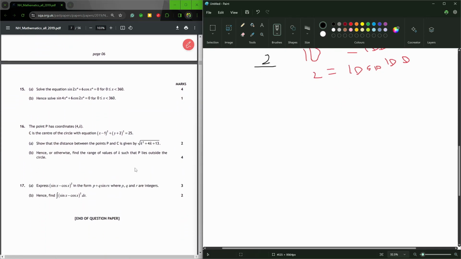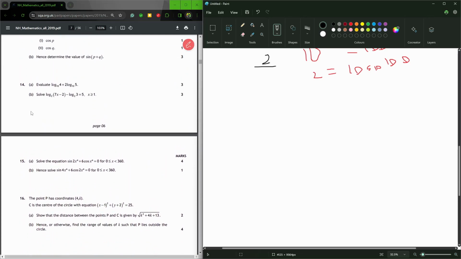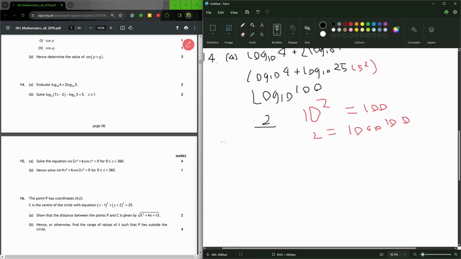Right, we're almost there, folks. I know it's taking a wee while, but I'm glad you stuck through it. We've just got a couple more questions. We're now on to 14b. Solve log base 2 of (7x minus 2) minus log base 2 of 3 equals 5. x has to be above 1 because you don't like doing logs with weird stuff like that, eh?